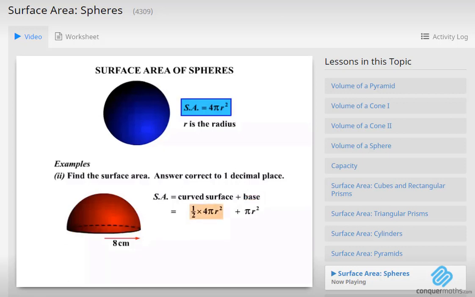So looking at that now, a half times 4 pi r squared, where the radius is 8. We're going to write a half times 4 times pi times 8 squared. Then we're adding pi r squared, okay, again where the radius is 8, so we're adding pi times 8 squared, and we calculate that. It works out to be 603.2, again, square centimetres, and again we've rounded off to 1 decimal place.